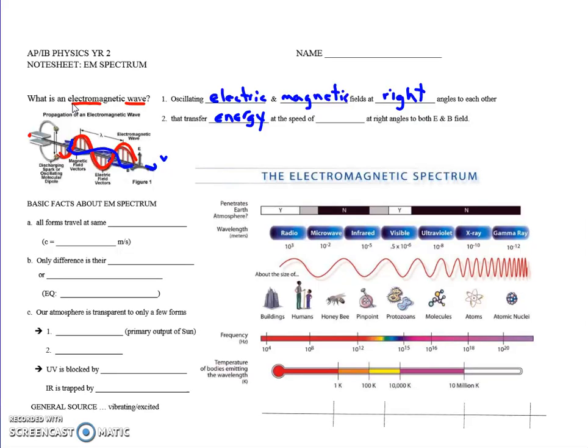It's electric and magnetic energy, and it travels at the speed of light at right angles to both the E and the B field. So note that the velocity vector is not in the same direction as the E field changes or the B field changes.